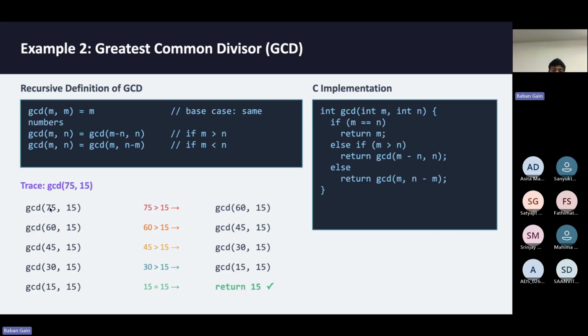Let's assume that we have 70, 15. So this condition is getting satisfied, m is greater than n. So then again, it is calling 60, 15. Again, this condition is getting satisfied. So 45, 15, 30, 15, 15, 15. So when m is equal to n, so both of the values are equal, then we can say that the GCD of 70 and 15 is 15. So these are some recursive ways.